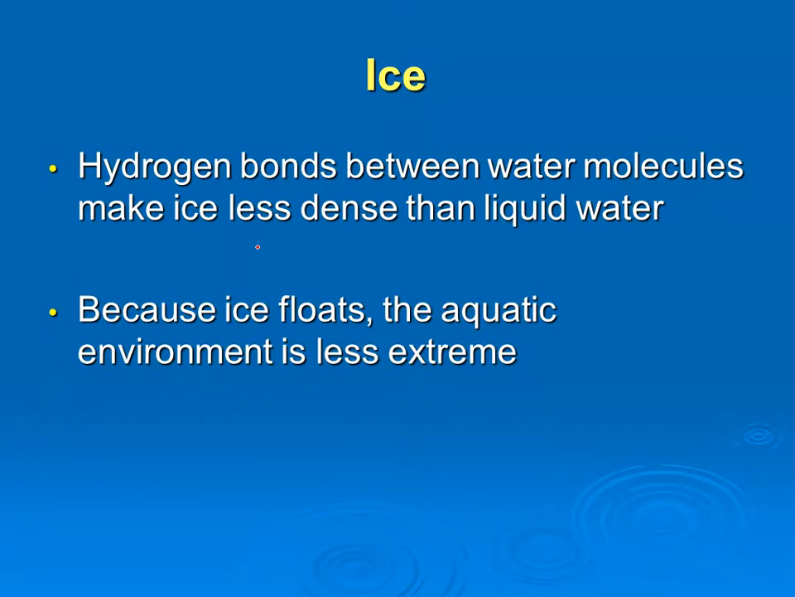Another property, because of those hydrogen bonds, is that ice, the frozen state of water, is less dense than liquid water. And so that helps living things that live in aquatic environments, because ice that forms in the aquatic environment will, of course, float, go to the top.